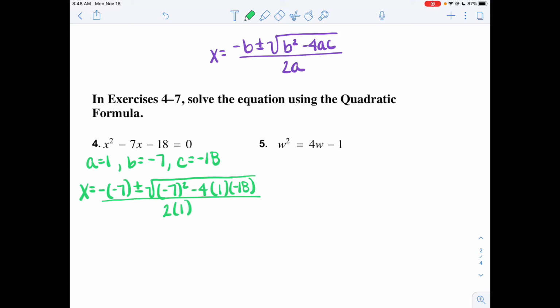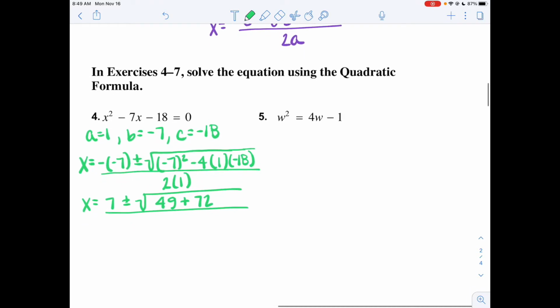So let's go ahead and do some simplification. I have a -7, so that can be written as a +7. And now I want to figure out what's under this square root, this discriminant. -7 squared is 49, and -4 times -18 is a +72. Remember that this is all still divided by 2 times a. 2 times 1 is 2.